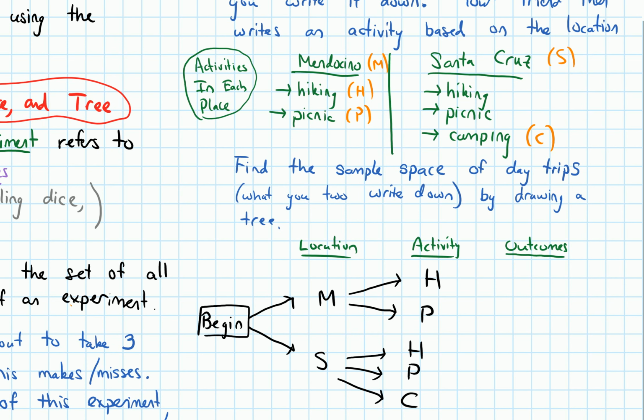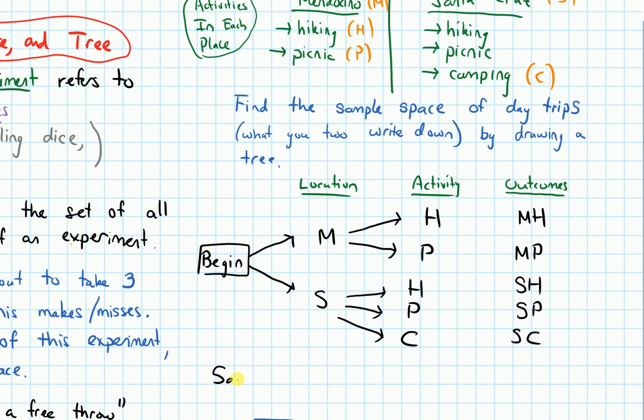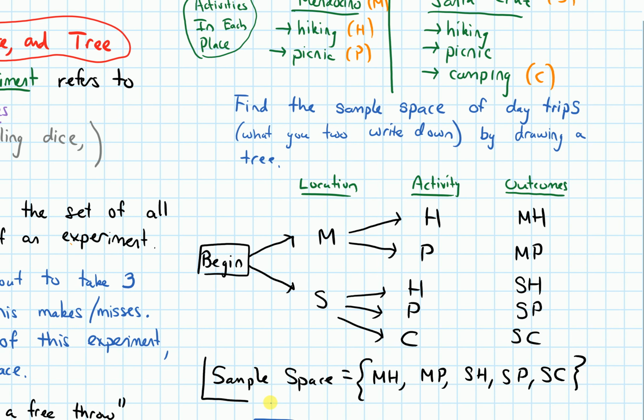So we are ready to write down the outcomes. So if I do M and then H, we get outcome is MH. We could also have MP, and then we could have SH, SP, and SC. So we have those outcomes. And now we are ready to write down our sample space. So the sample space is just a set that contains all the outcomes listed within it. So we have MH, MP, SH, SP, and SC. So that is our sample space.